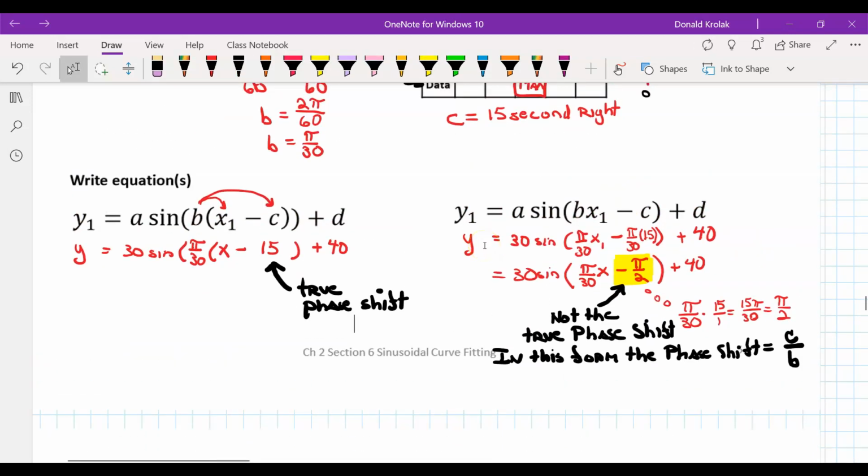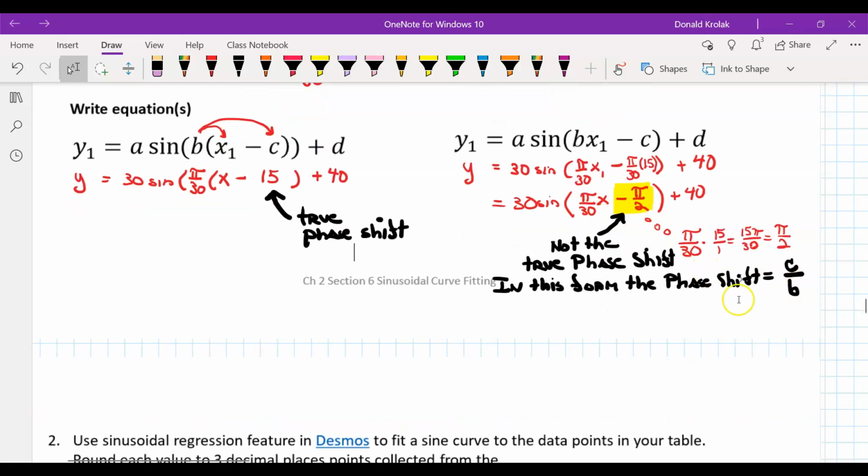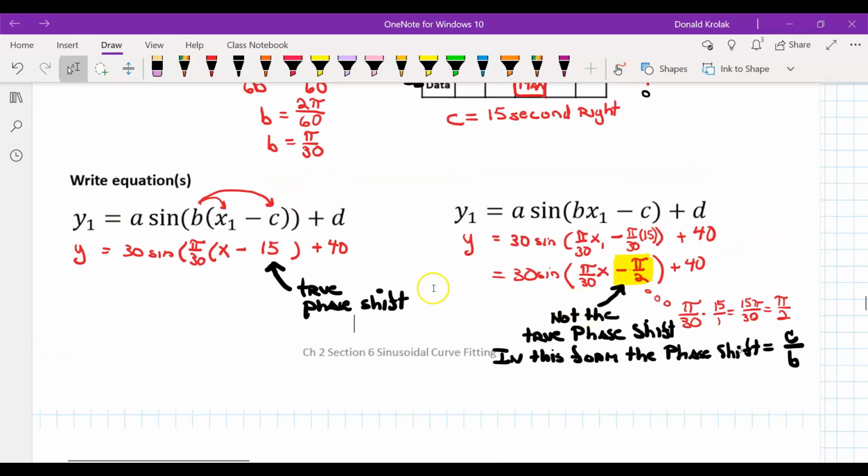So the form on the left gives you the true phase shift. The form on the right, you have to take C and divide it by B to get the phase shift. That's a big difference between those two formats. Students will always make the mistake of saying pi over 2 is the phase shift. It's not the phase shift in this case. If it was written like this, it would be the phase shift.